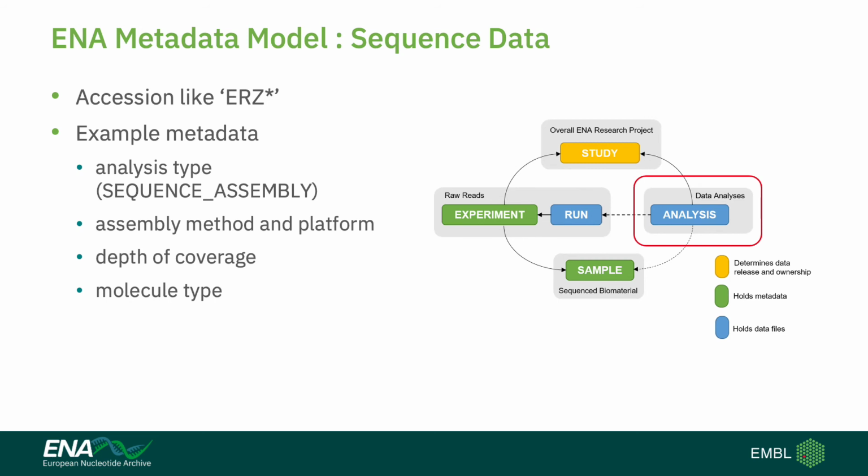The other types of assembly-related metadata would be the method, the platform, even the software that was used. A lot of those fields are free text, so it's quite acceptable to put as much or as little information as you'd like in there, but obviously we would always recommend giving as much information as possible. Depth of coverage and molecule type are some other examples.